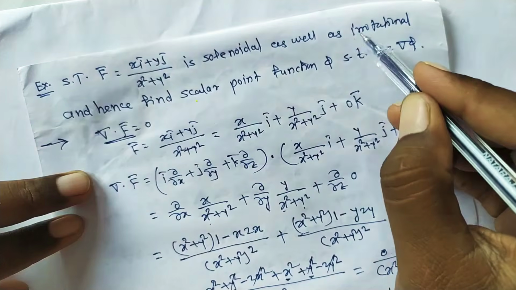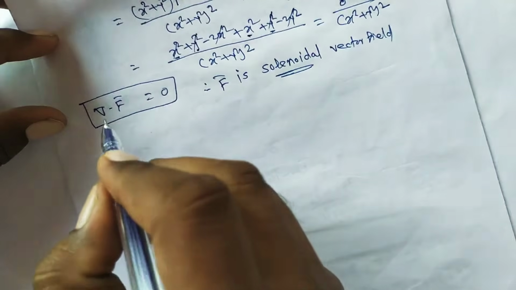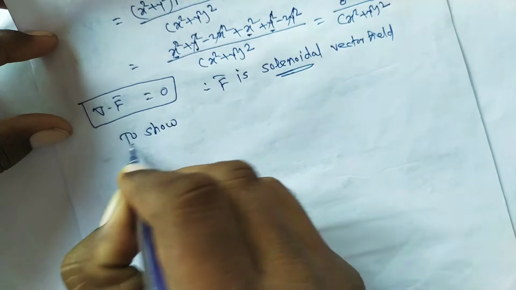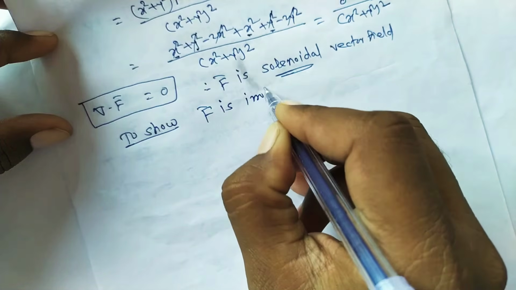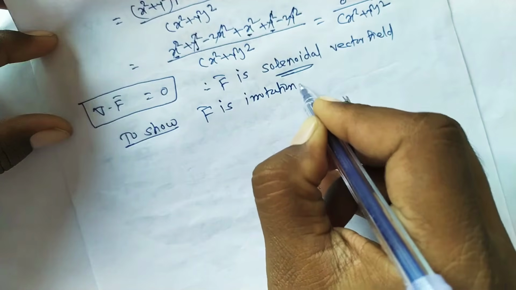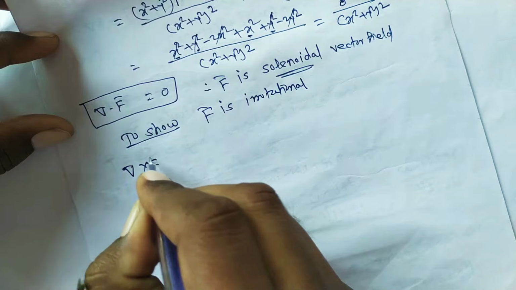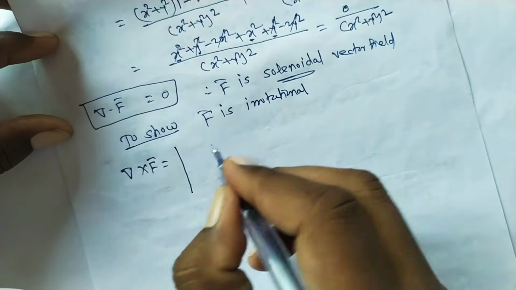Now we have to show that f bar is irrotational. When we say that f bar is irrotational, it means del cross f bar equal to 0, so for that we have to find del cross f bar. And how do we write del cross f bar?